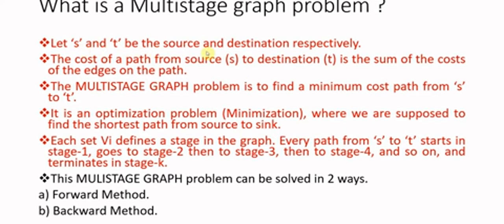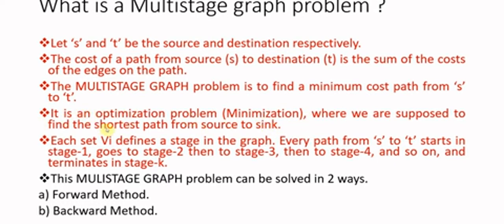So let S and T be the source and the destination, or the sink vertex. The cost of the path from a source to a sink is the sum of the costs of the edges which are present on the path. Thus, a multi-stage graph problem is to find the minimum cost from the source to the sink, that is, from S to T. S represents the source and T represents the sink.